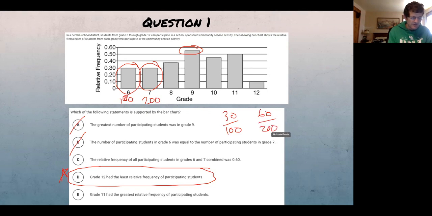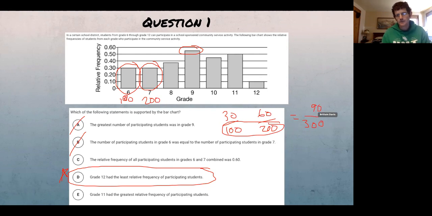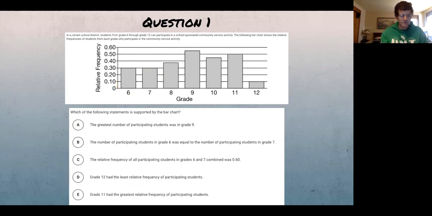So if I combine these two together, I get 300 total students and 90 total participating. Now, if I get that, that is still 0.3. So the combined relative frequencies are going to stay at 0.3. If you need numbers to make that intuitive for you, there you go, just to make that make sense.